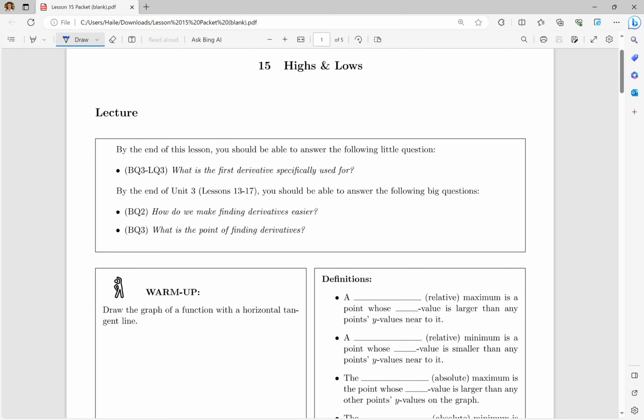And as a reminder, by the end of Unit 3, we're working on how do we make finding derivatives easier and what is the point of finding derivatives. So for the rest of this Unit 3, we'll be working on that big question 3 more so than number 2.